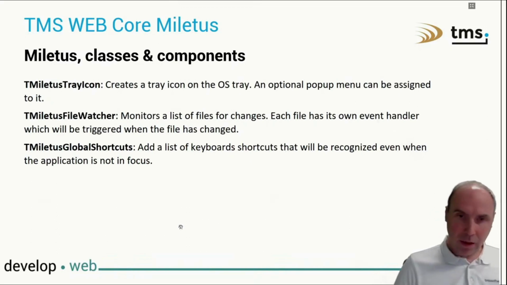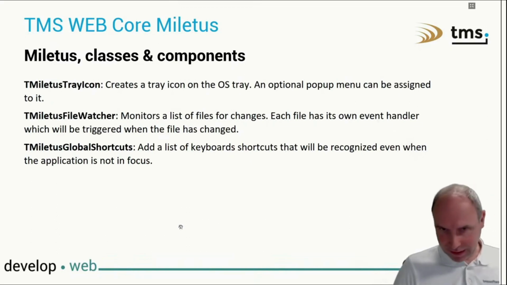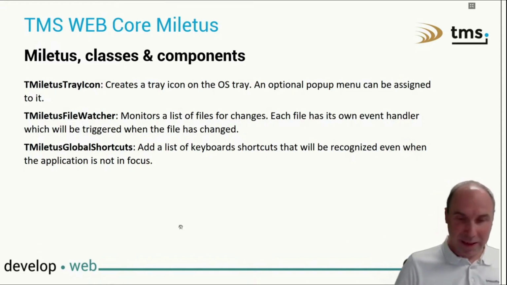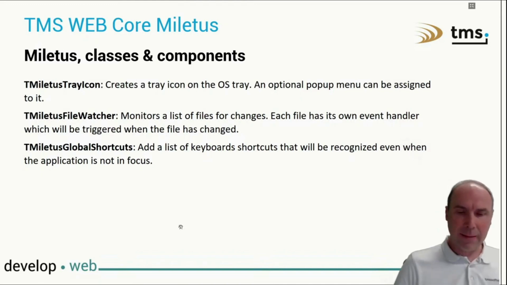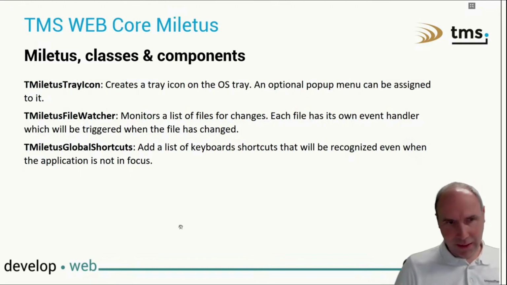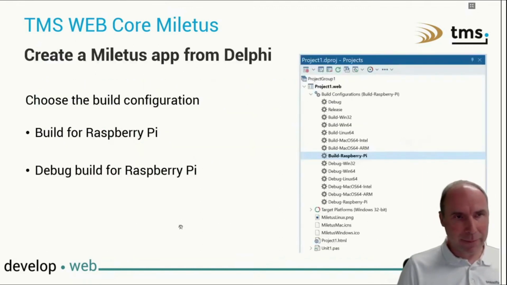Some more components that allow operating system interaction are the Miletus tray icon, which allows you to specify your application tray icon and send messages to it. A file watcher that triggers events when some files are being changed in the file system. And finally, also global shortcuts, so you can assign your own operating system-wide keyboard shortcuts to specific functionality in your Miletus application.